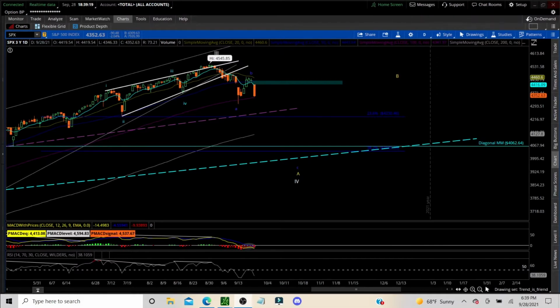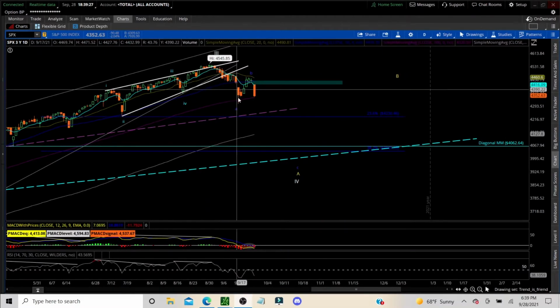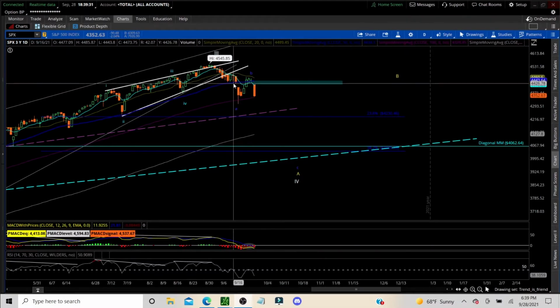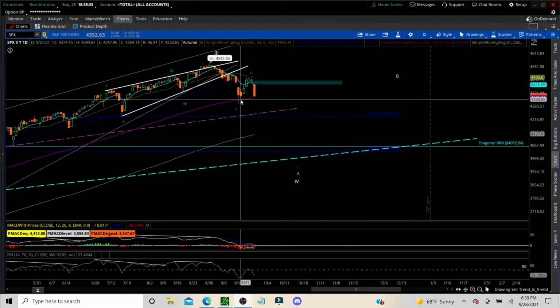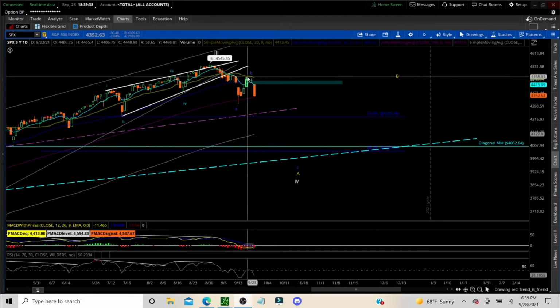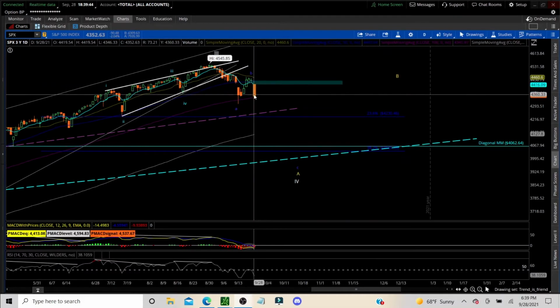So we have SPX on the daily. We have the ending diagonal, 1, 2, 3, 4, 5. Had a throw over, breaking down from the diagonal. Broke down from the 50 MA and then bounced off the 100. Now we tried to pop back over there, pulled in a lot of bulls, sucked them in, and then broke down overnight, gap and go.